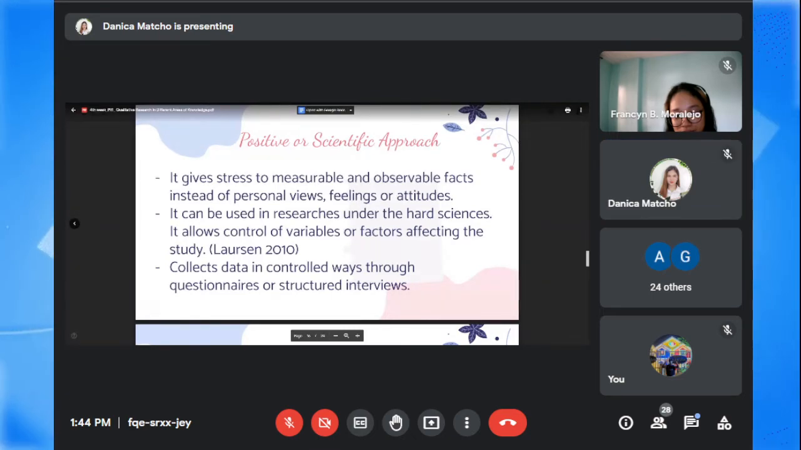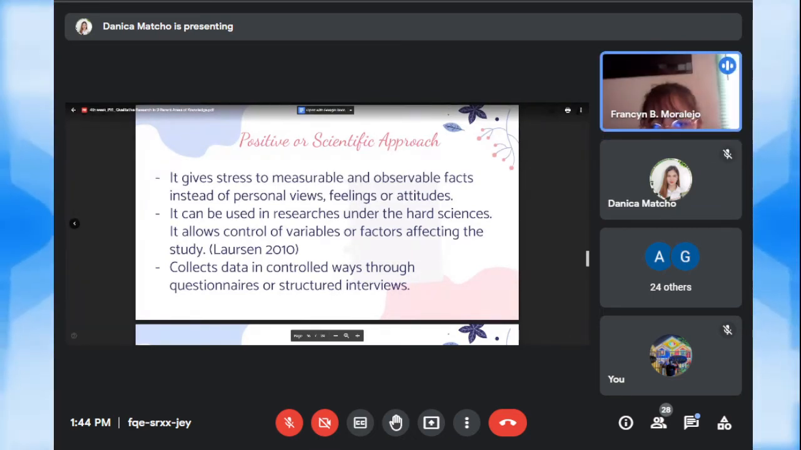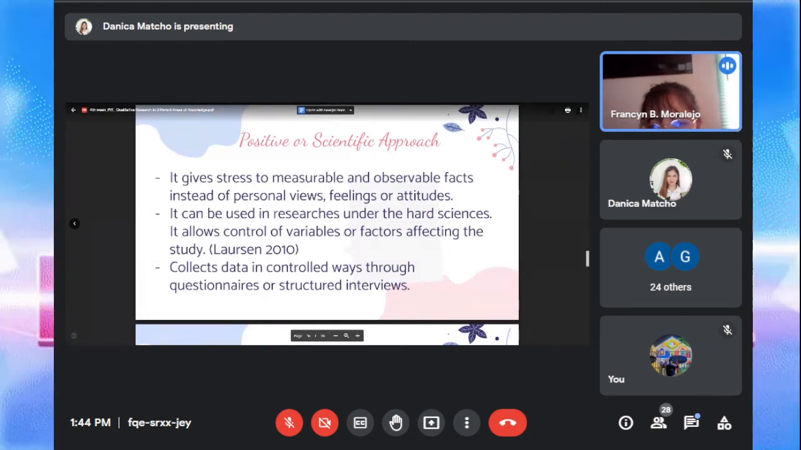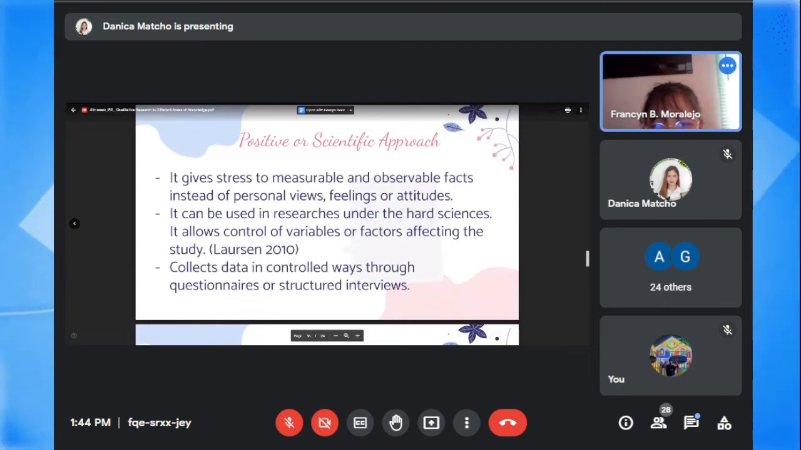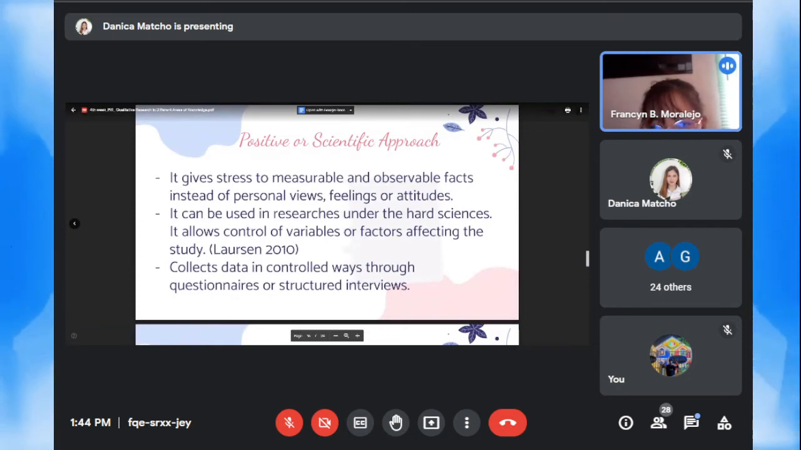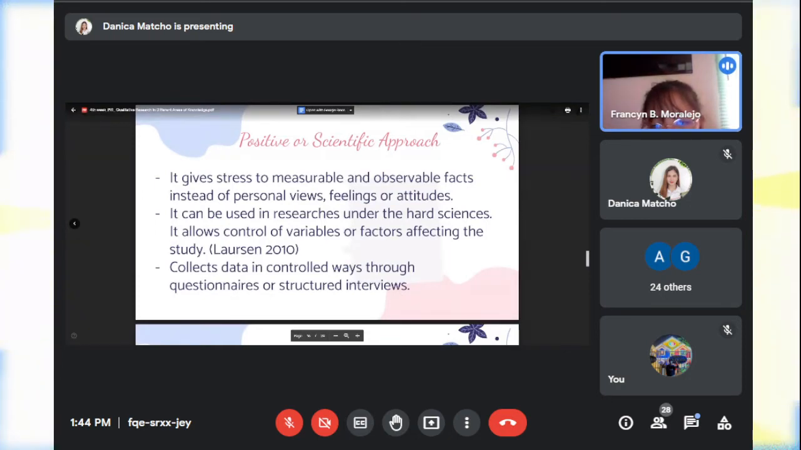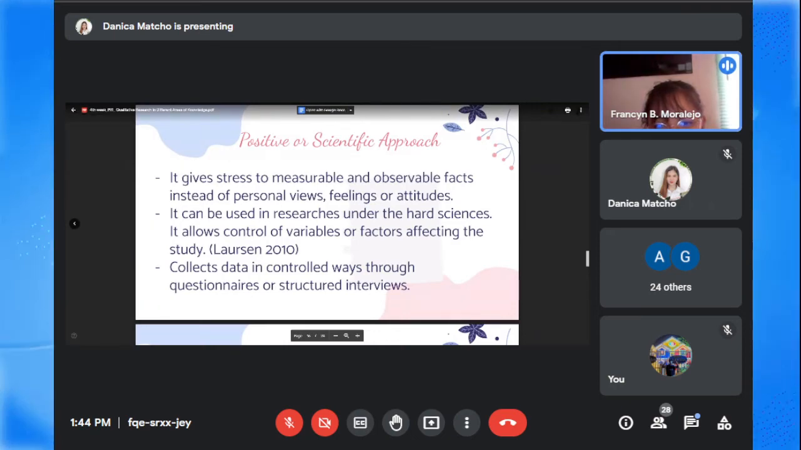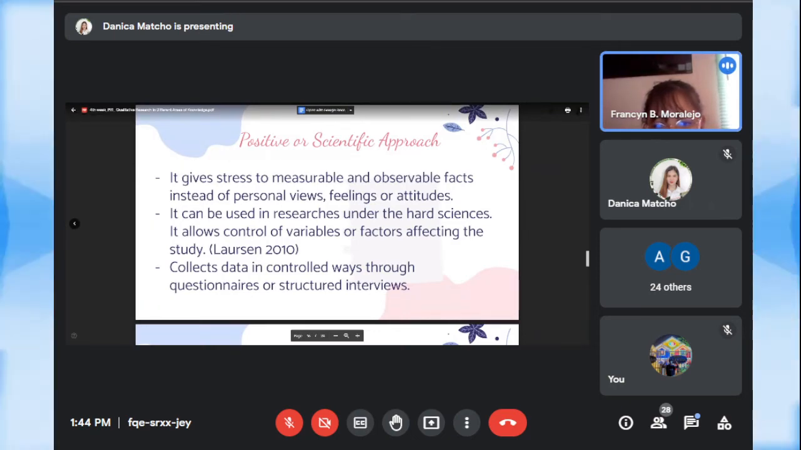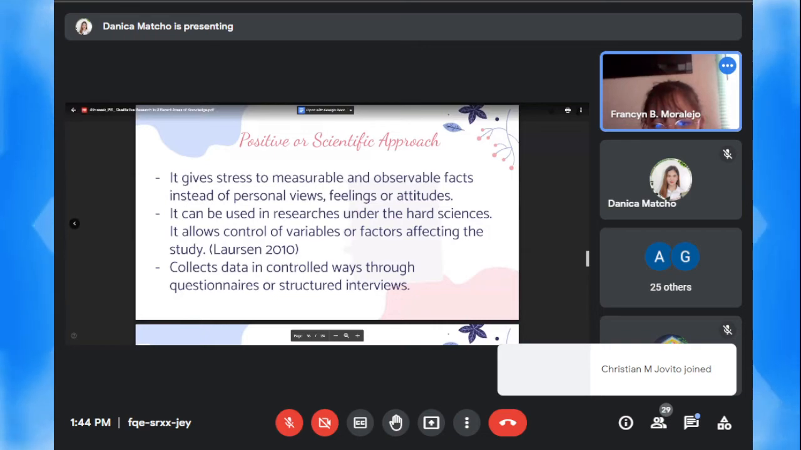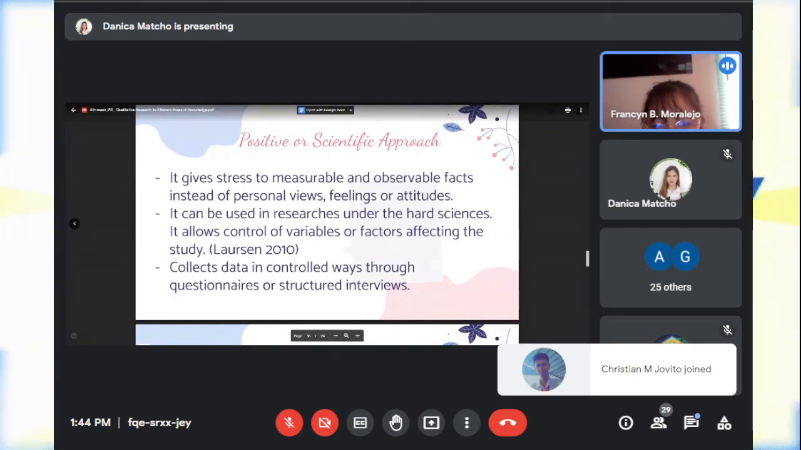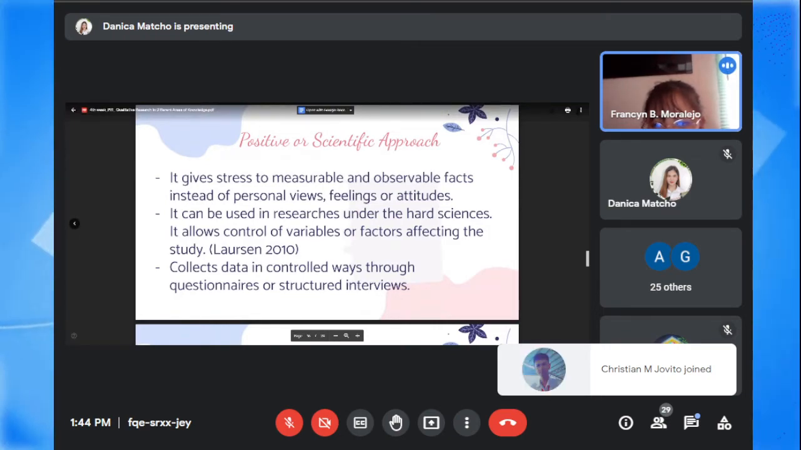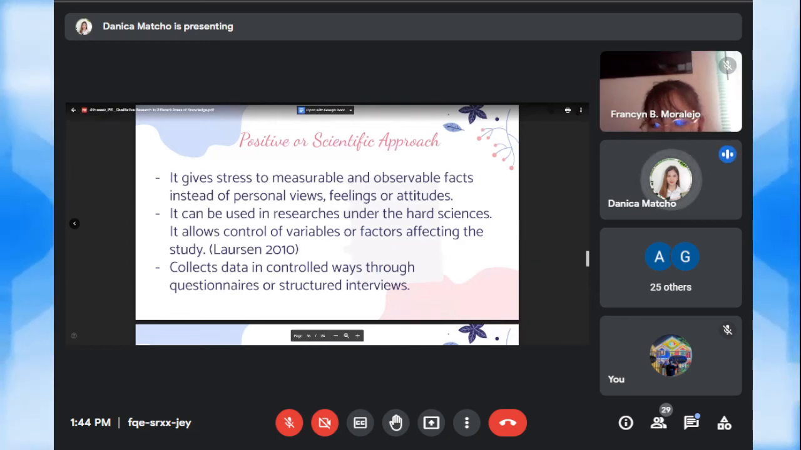Positive or scientific approach. It gives stress to measurable and observable facts instead of personal views, feelings, or attitudes. It can be used in researches under the hard sciences. It allows control of variables or factors affecting the study. Collects data in controlled ways through questionnaires or structured interviews. Okay, very good. Thank you for reading that.